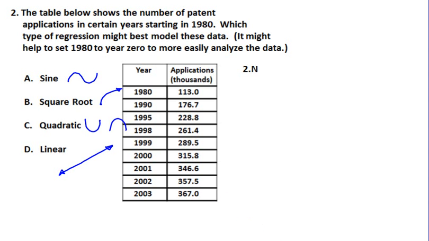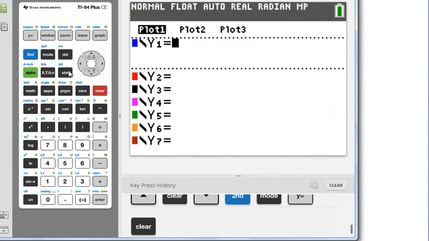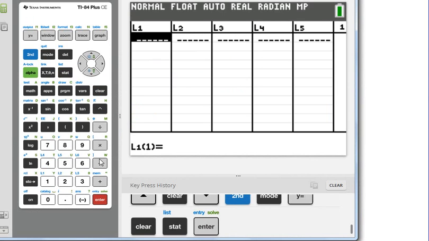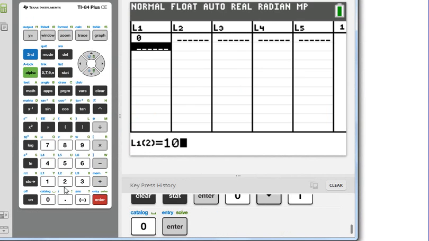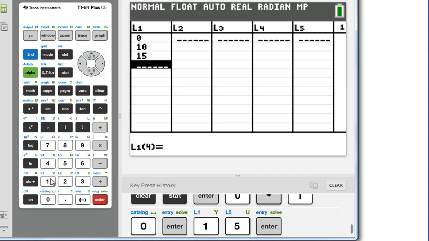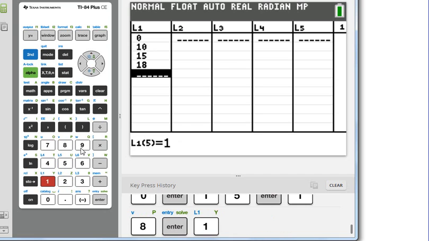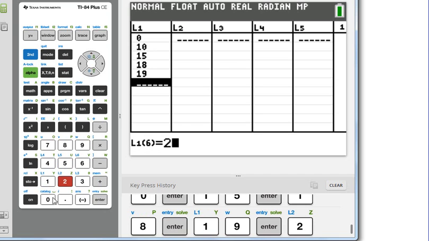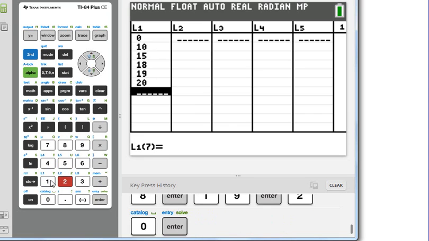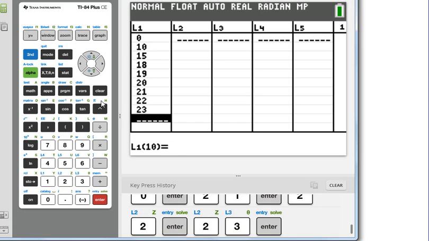So to plot this, we're going to go to the calculator and go to stat edit, stat enter, and just enter the values here. I'm going to put 0 for 1980, and then we have 10, 15, 18, 19, 20, 21, 22, 23, and then over on the other side, I'm just going to round to the nearest thousandth.